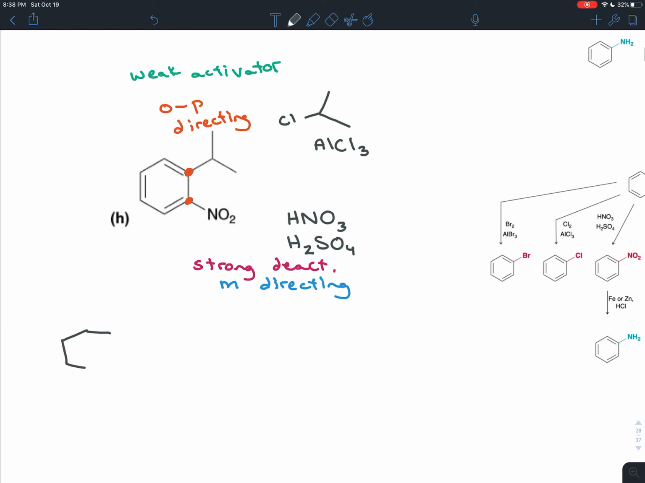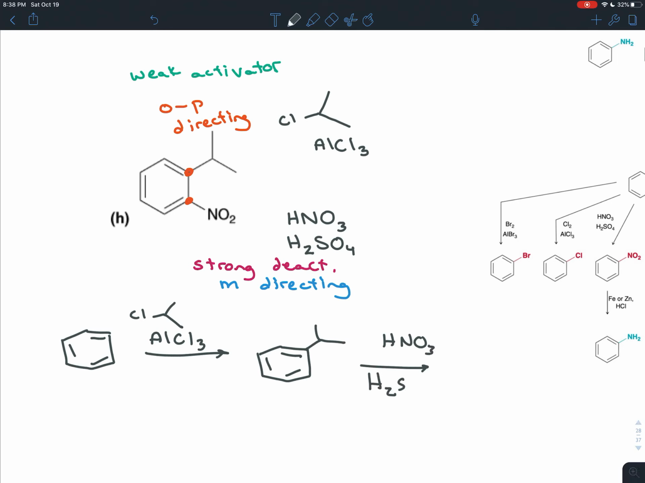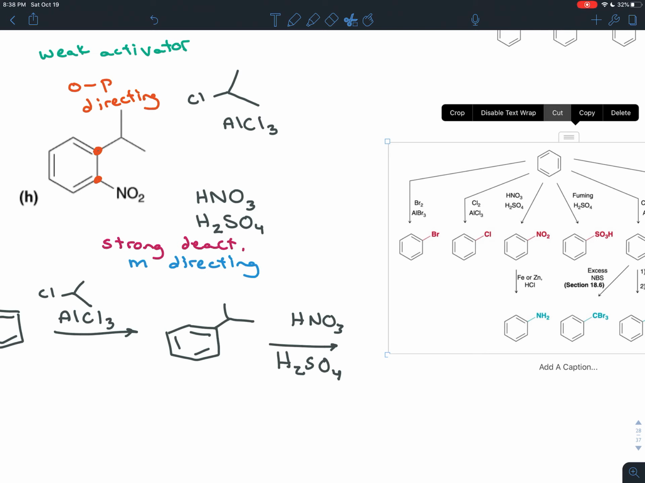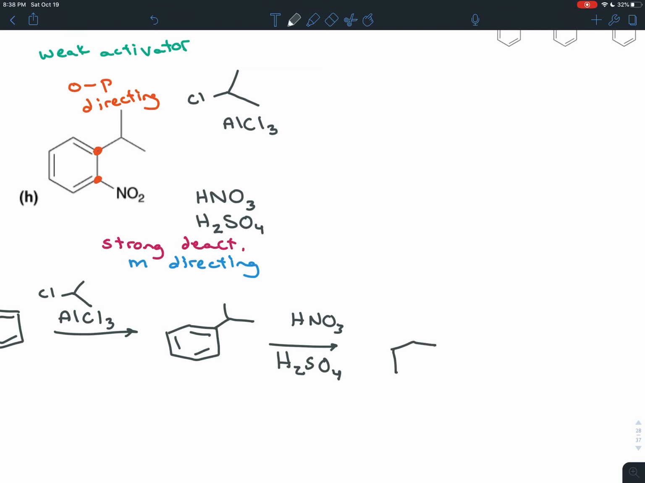So we'll take benzene. It's always our starting material in this exercise. We'll treat it with our alkyl halide and the catalyst. That puts the alkyl branch onto the ring, and now we can do the nitration, HNO3 and H2SO4. And because the alkyl group is ortho-para-directing, we'll still get 2 products. But one of the products will be the one we want.